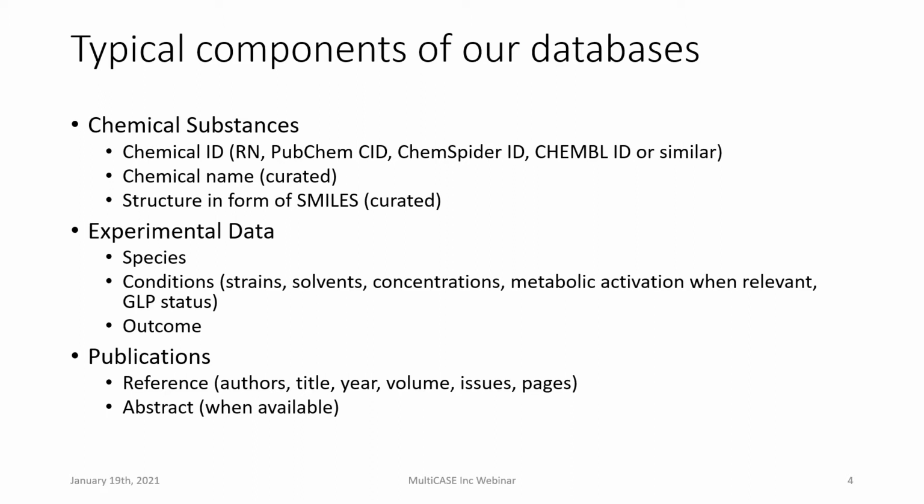It's good to have substances, but if you want to build some form of QSAR model out of it, the substance needs to be affiliated with some form of activity. Bacterial mutagenicity, carcinogenicity, LD50, or anything of this kind. So we do maintain records, and this actually would be the major part of our database. We do maintain experimental records for various endpoints, and we normally record species, conditions, for example, strain, solvents, concentrations. If metabolic activation is used for this particular endpoint, then metabolic activation as well. GLP status is very important.